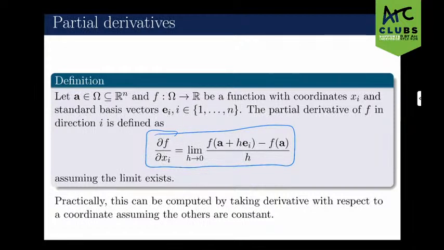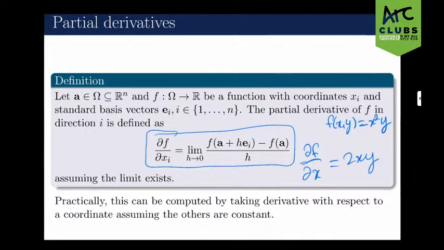Practically, what this means when you're doing a question is that you're just comparing the derivative with respect to whatever the coordinate is. So for example, the partial derivative with respect to x. Basically, you think of it as differentiating with respect to x, assuming that everything else is a constant. So if I say f of x, y equals x squared y, and I differentiate with respect to x, I treat y as a constant, then this will just be 2xy.